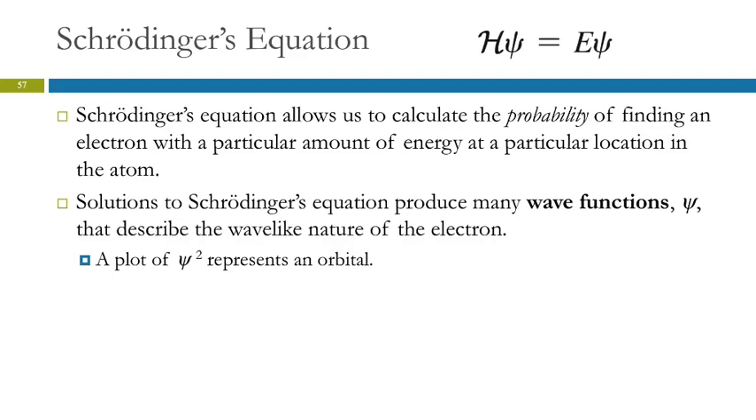So solutions to Schrödinger's equation produce many wave functions. The wave function is given the symbol psi, and these wave functions describe the wave-like nature of electrons. If we plot psi squared, if we square the wave function, that's going to give us a representation of the orbital.